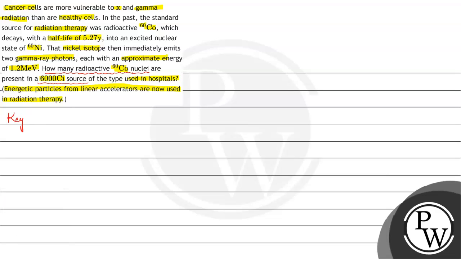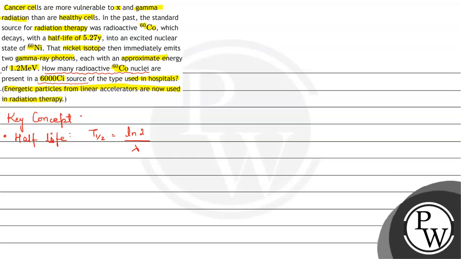So the key concept behind this question is half-life. So what is half-life? It is the time taken by a radioactive source to become half of its initial amount. It is denoted by T half, which is given by natural log of 2 upon lambda. Here lambda is the decay constant.